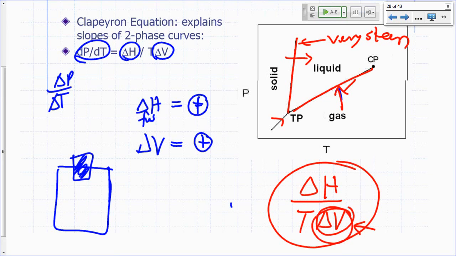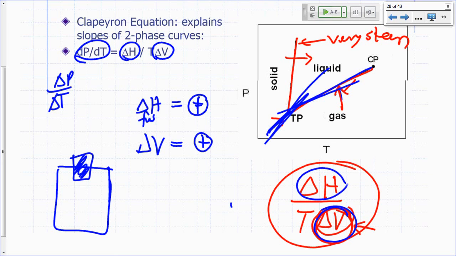You have a big change in volume as you go from a solid to a gas or a liquid to a gas. Delta V is going to be a very big number. So that makes your slope very small. So that curve right there is not as steep. Okay? Now your solid-gas line is steeper than the liquid-gas line.